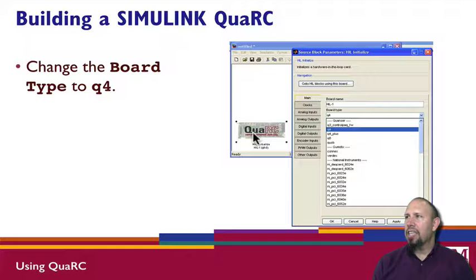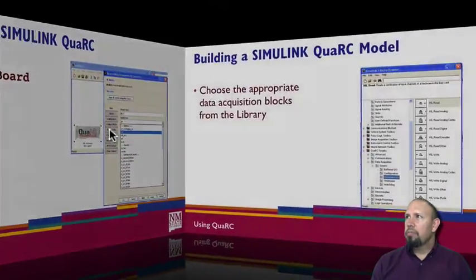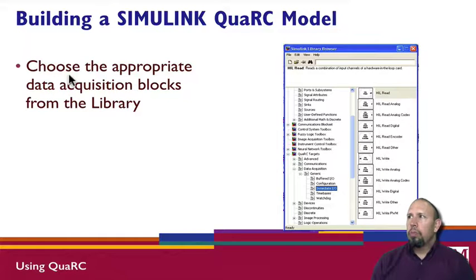You will double click on that block and change the board type to Q4. So by default it comes up with Q8. So you'll need to actually move the scroll bar up to get to Q4. All right. Then you'll build your diagram.